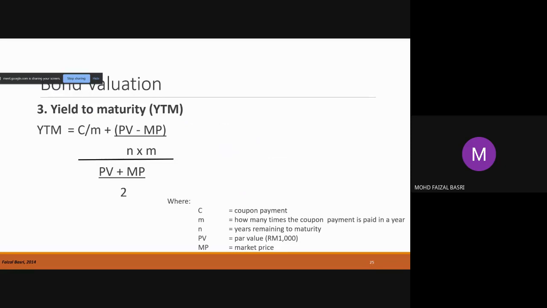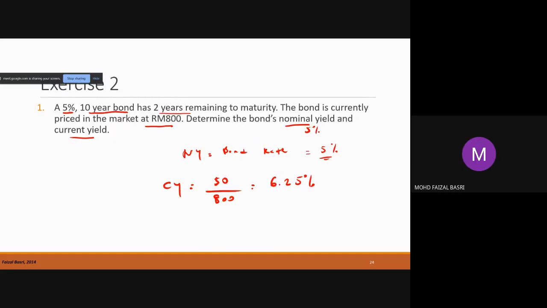The third one, based on YTM, yield to maturity. Sir, sorry, tanya nominal yield tu memang confirm 5% sahajalah. It's not 5% lah. Based on this question, 5% lah. But the nominal yield is basically what is the bond rates. Bond rate tu lah nominal yield.